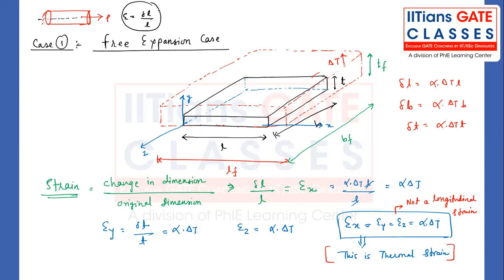Getting it? Now, sir, what is the nature of this strain? Tensile strain, right? Because in all the directions, there will be some increment in the dimensions. So this is a tensile strain, not a compressive strain. Some tensile strain will be developed in the material, right? Make a note of it.